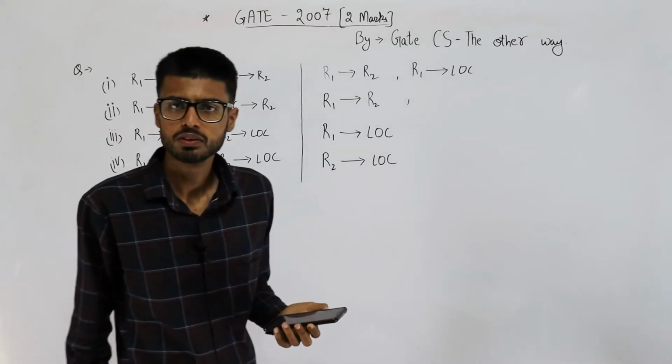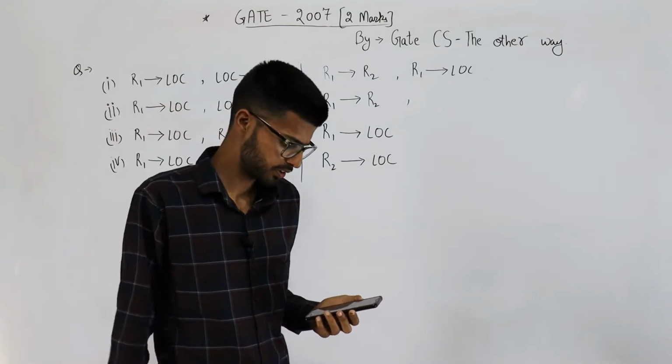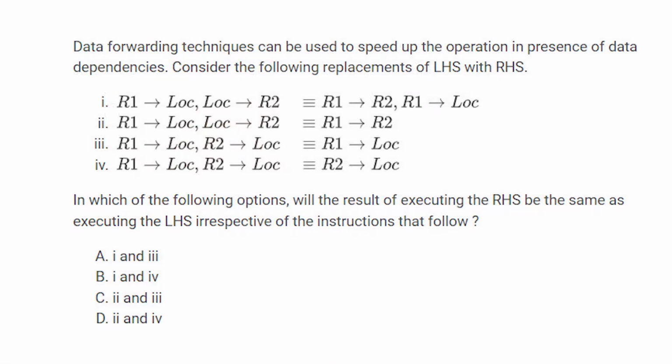So this GATE 2007 question, 2 marks question reads that data forwarding techniques can be used to speed up the operation in presence of data dependencies. Consider the following replacement of LHS with RHS. There are 4 options and they're asking in which of the following options will the result of executing RHS be the same as executing LHS irrespective of the instructions that follow.